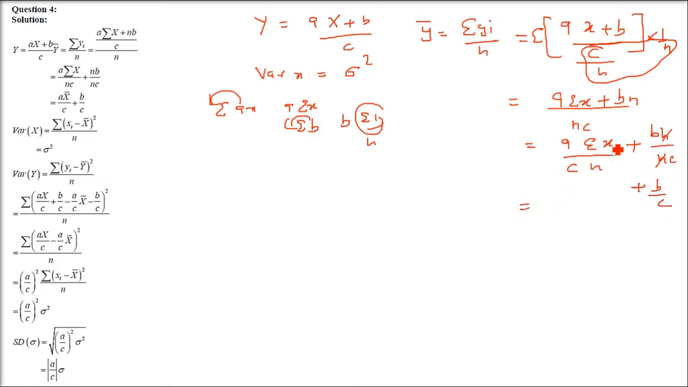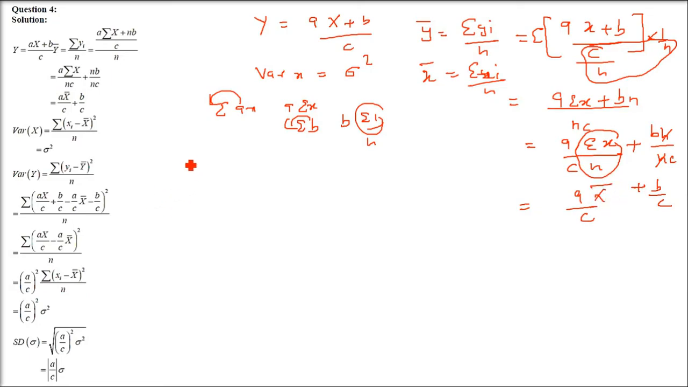And what do you get here? Sigma x by n is x bar. y bar is what? Sigma y by n. So x bar will be sigma x by n. So here we write a by c and sigma x by n as x bar.